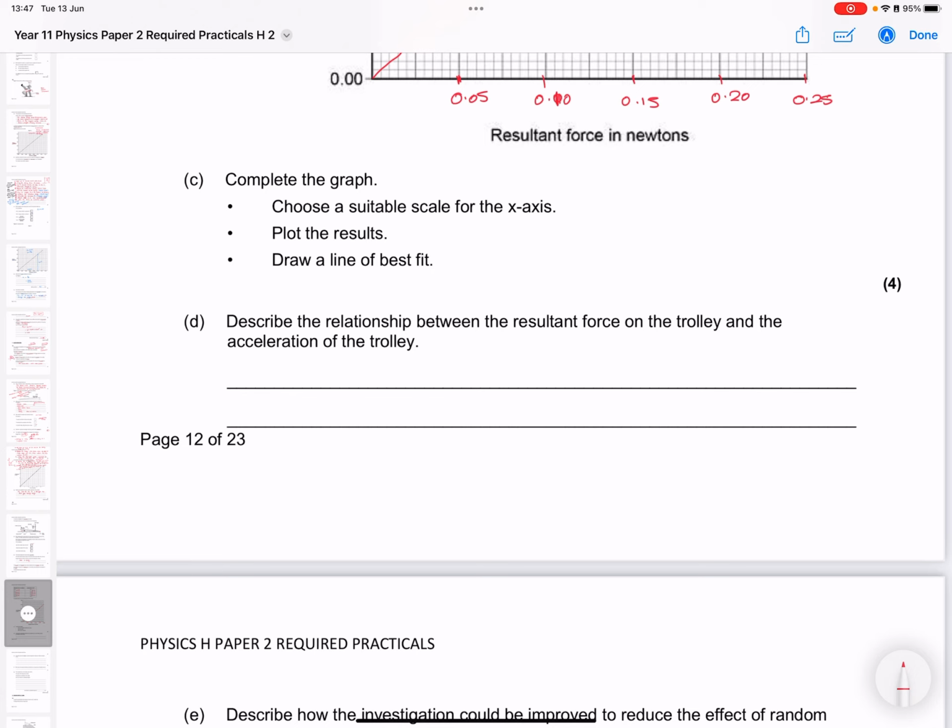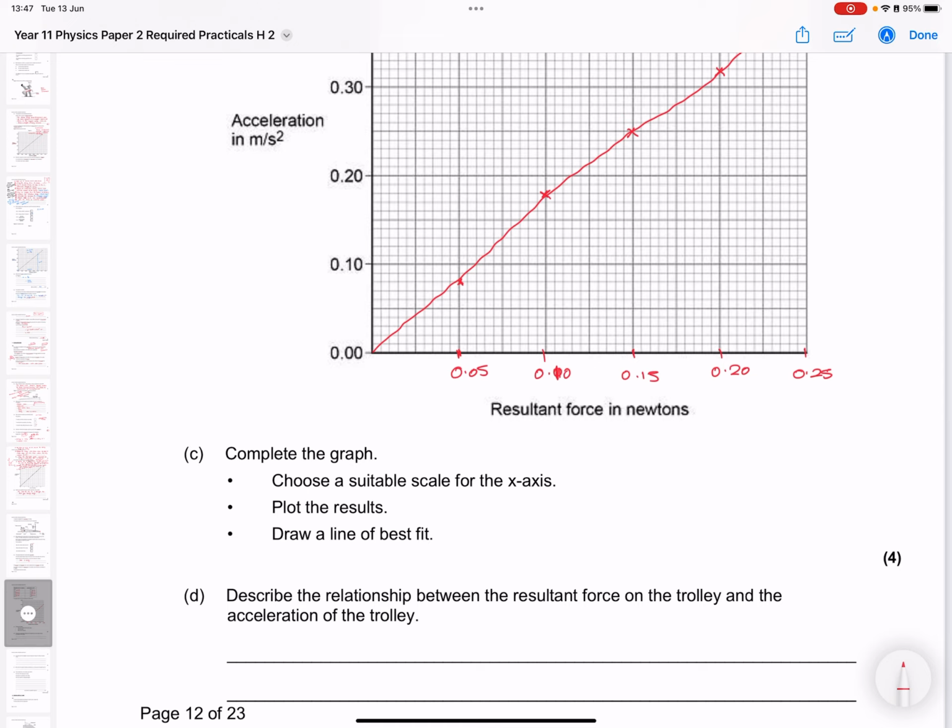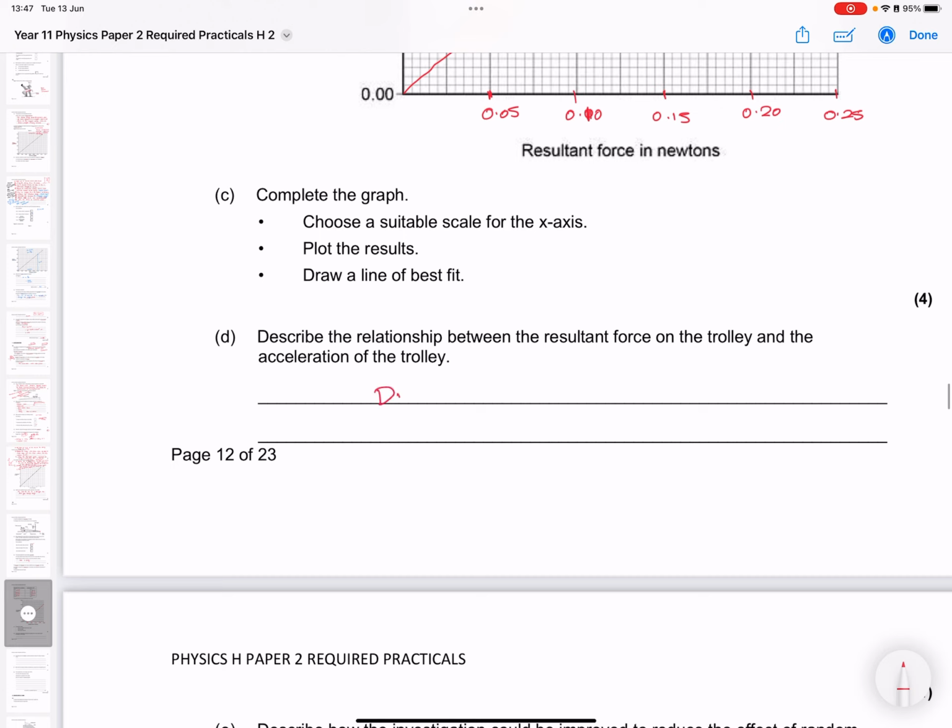Describe the relationship between resultant force on the trolley and the acceleration of the trolley. So it is directly proportional. It's because the best fit line is a straight line through the origin. So directly proportional.